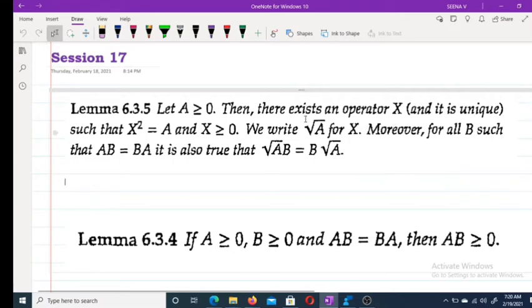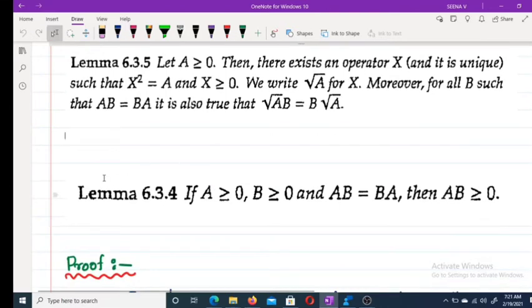For x we can represent it, for root a we represent it by root x. Moreover, for all b such that ab equal to ba, it is true that root a into b equal to b into root a. This is our lemma.